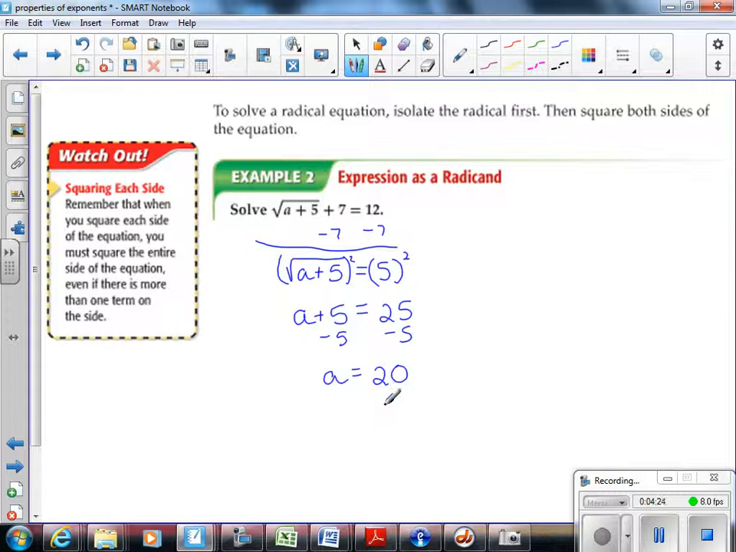Now when you're finished, you always want to double check and make sure that it can be used, because when we work with this radical sign, we can never have a negative number. So let's check and see if 20 works. 20 plus 5 is 25. Can I take the square root of 25? Yes. And is that going to make it true? Yes, it is. Okay, so our answer checks out.